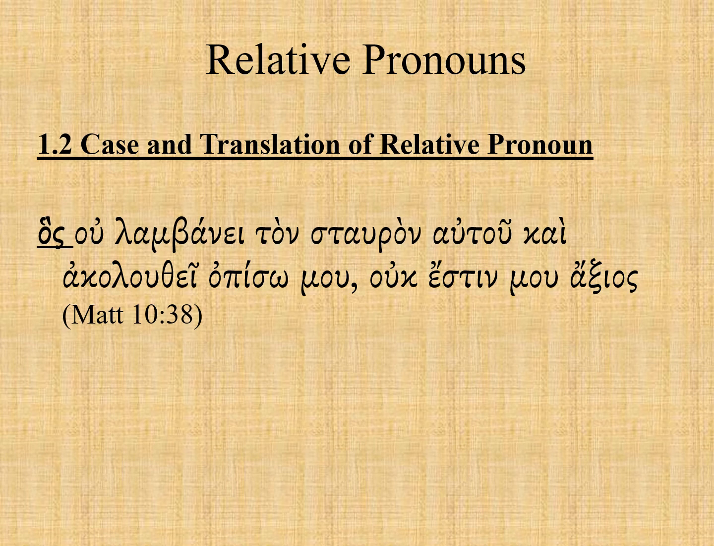Here first is scripture from Matthew 10:38. Hos ou lambanei ton stauron autou kai akolouthei opiso mou, ouk estin mou axios. So this is always the relative pronoun, who, that, or which. So we would need to figure out if that relative pronoun is talking about an object or person. So let's try with the that first.